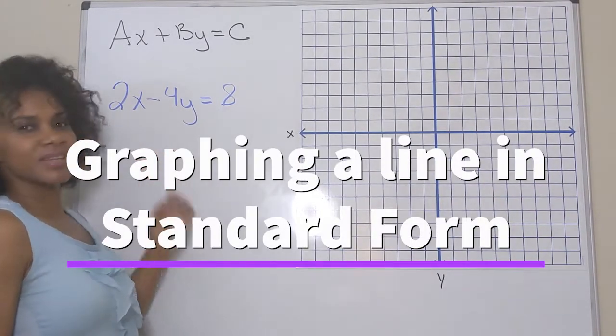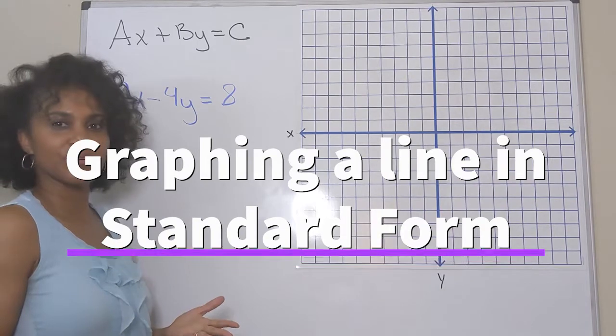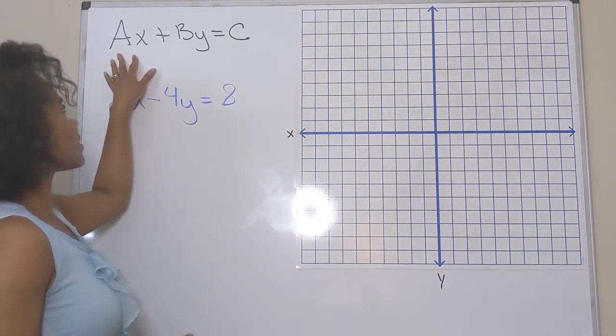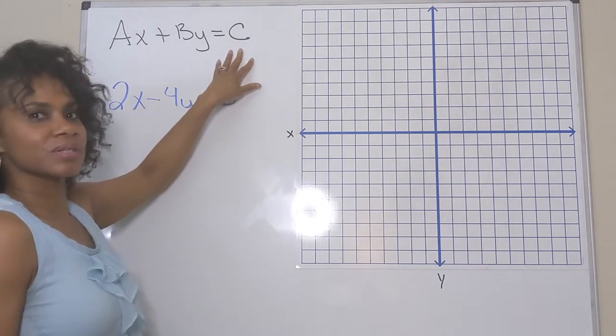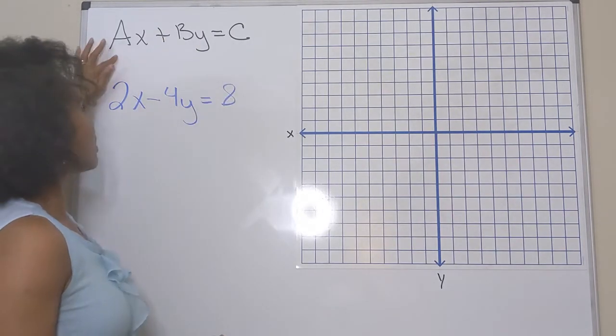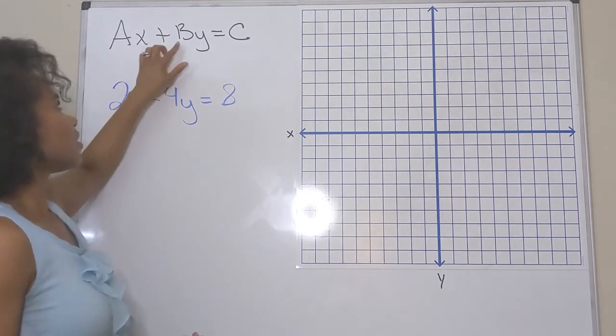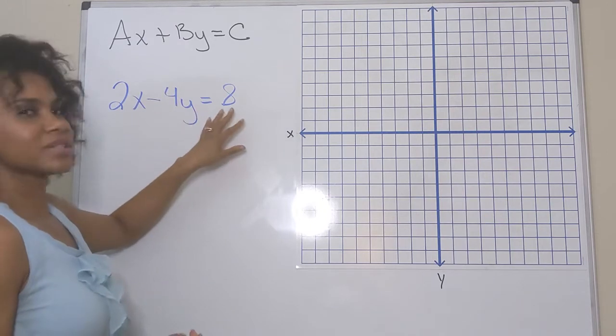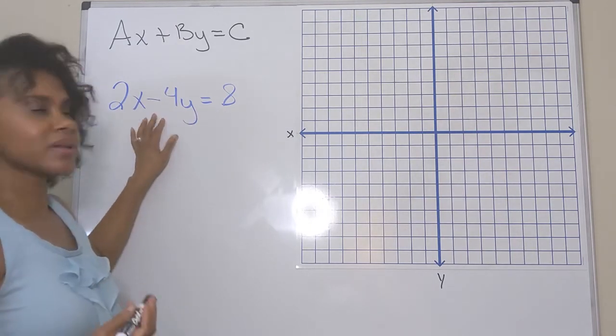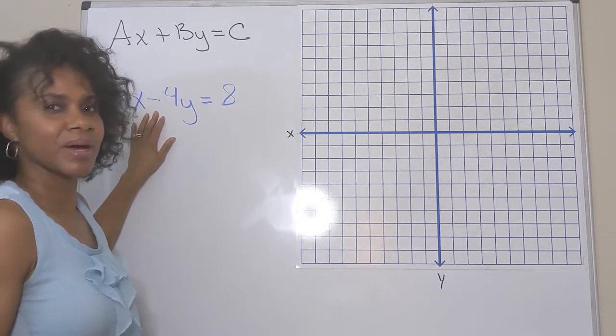All right, so let's graph this equation here that is in standard form. And standard form is ax plus by equals c. Basically, you have a number in front of x, a number in front of y equals a constant. And it can be a plus or a minus. So in this case, I have a minus.